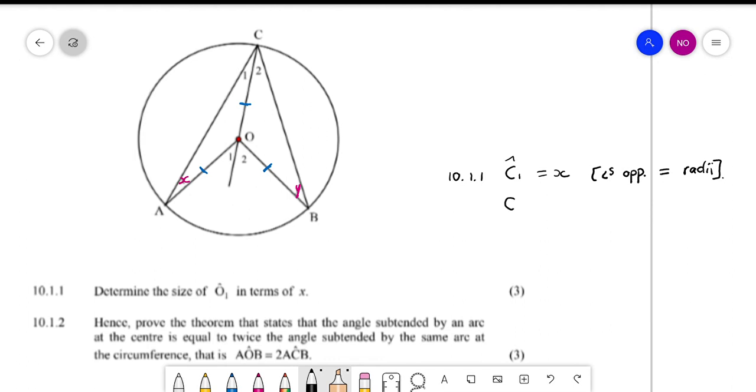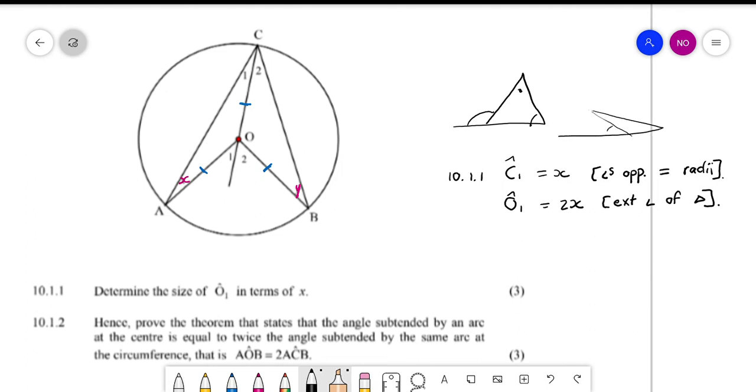And then I can say angle O1 will be equal to 2x, exterior angle of a triangle. When you have this, the exterior angle is equal to the sum of the two opposite interior angles. So this one just looks a bit funny. It just looks like this, but that one will still be equal to the sum of that and that.